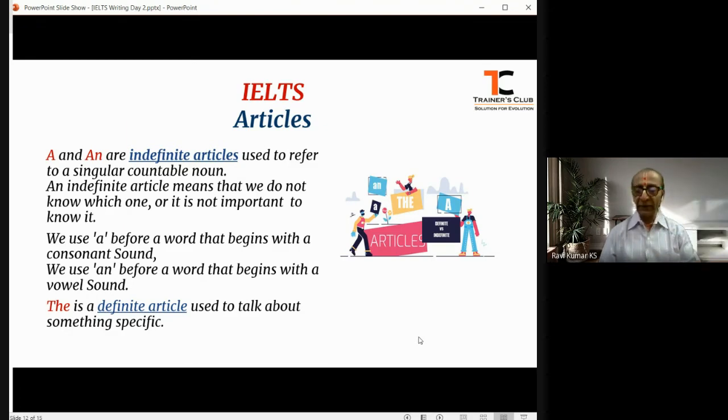The indefinite articles are a and an. A is used to refer to or represent a noun that begins with a consonant, or sounds with a consonant. When we pronounce it, the sound begins with a consonant. That means a table, a chair, a car.